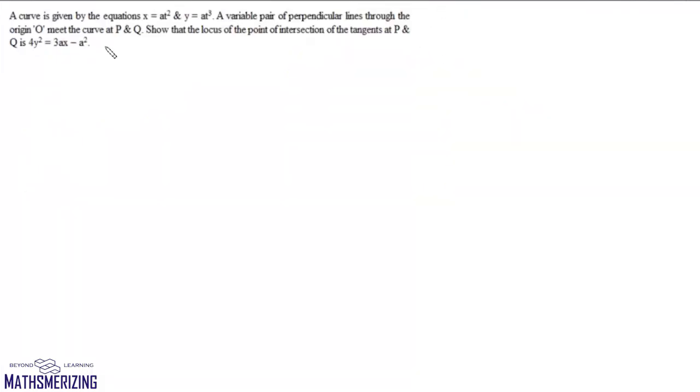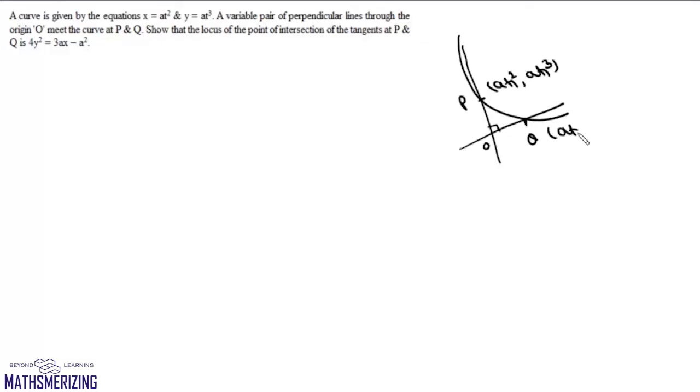Now here the question is, a curve is given by the equation x equals at square and y equals at cube. A variable pair of perpendicular lines through the origin meets the curve at P and Q. Now suppose P is (at1 square, at1 cube) and Q is (at2 square, at2 cube). Show that the locus of the point of intersection of tangents at P and Q is 4y square equals 3ax minus a square.